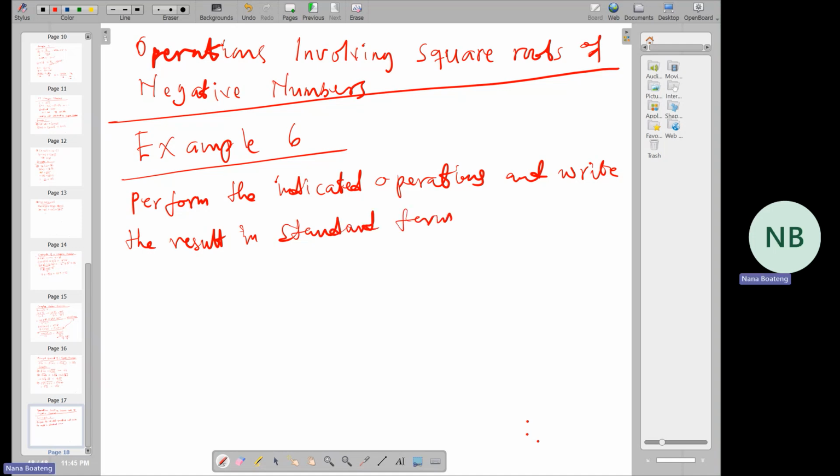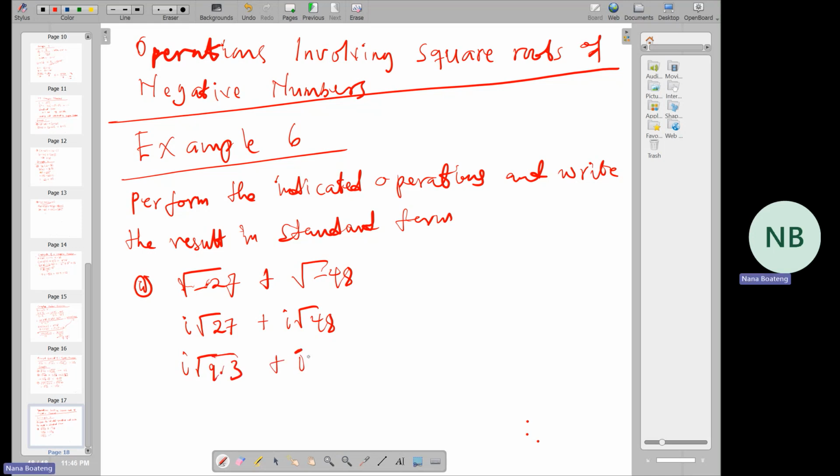All right, so the first example is a, the square root of negative 27 plus the square root of negative 48. All right, so the square root of negative 27 is i square root of 27 plus i square root of 48. And 27 is 9 times 3, plus i square root of 48, which is 16 times 3.